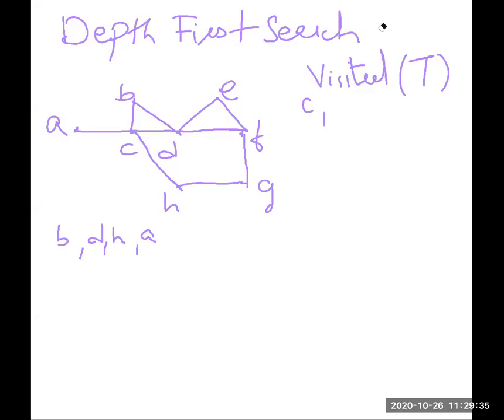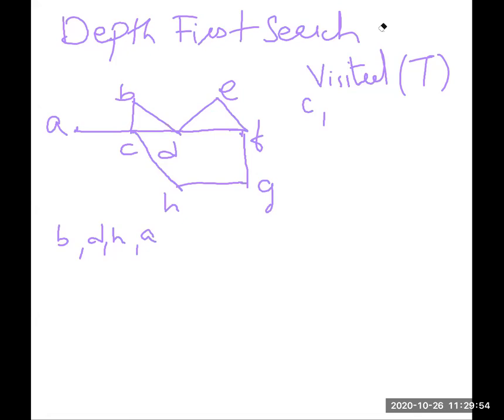So this is a graph. Take a random vertex, let's say we have taken C. Now look for adjacent vertices of C. So we have B, D, H, A. Look for the first adjacent vertex of C. So let's say we have taken B.